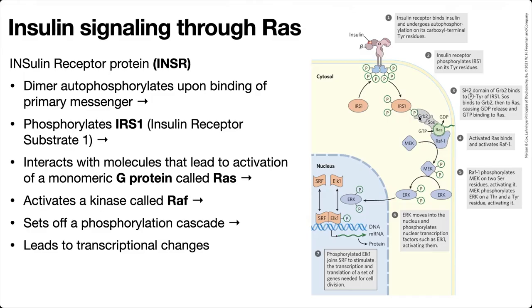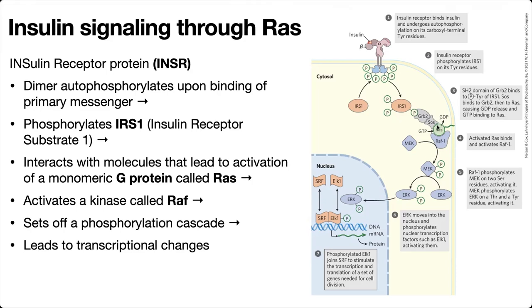Now we have this GRB2 associating with SOS, and SOS is associating with RAS. You can see this little squiggle sign that indicates it's got some sort of anchor into the membrane, some nonpolar anchor. And we can see that it's letting go of GDP and it's binding to GTP. This is showing us that this is a G protein.